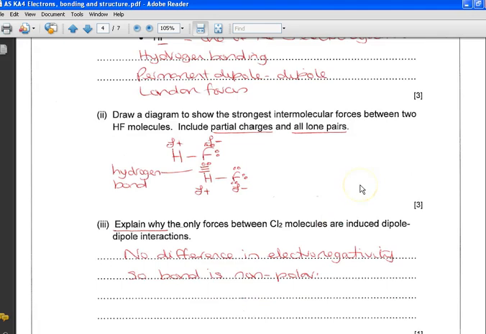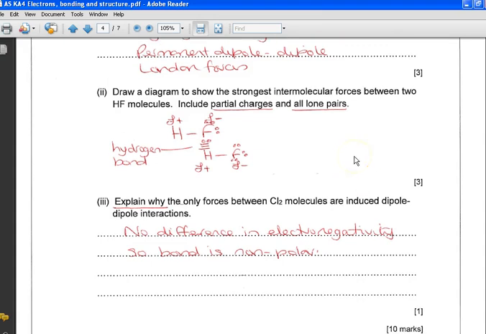Okay, draw a diagram to show the strongest intermolecular force between HF molecules. Now, I've shown this to you on the board numerous times and stressed to you what you need to include on the diagram to get your full 3 marks. And this should be probably the easiest 3 marks on the paper.